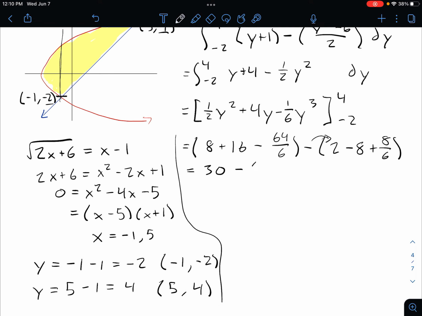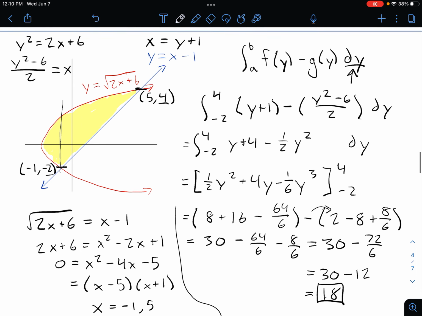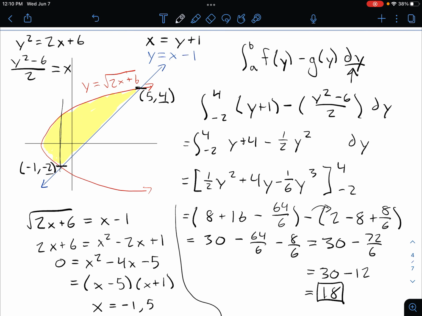And then we still have this minus 64 over 6, and minus 8 over 6, which becomes minus, let's see, 72 over 6, which is just 12. So 30 minus 12, and that is, let's see, 18. So the area between these two curves is 18.